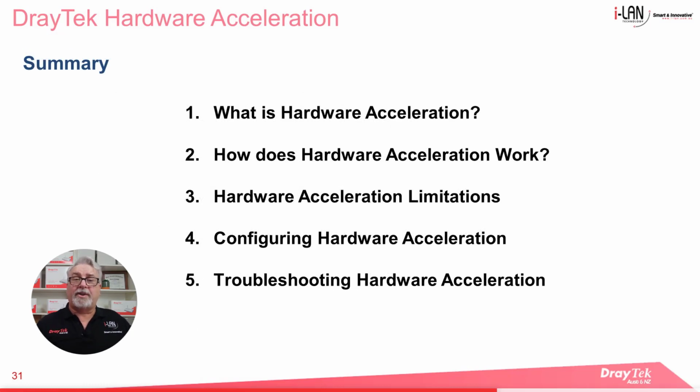Okay, so to summarize, today we started by looking at what hardware acceleration is and how it works. We also looked at some limitations when hardware acceleration is enabled. This was followed by steps to configure hardware acceleration in Draytek routers. Finally, we looked at some tips to troubleshoot low WAN performance when hardware acceleration is enabled.